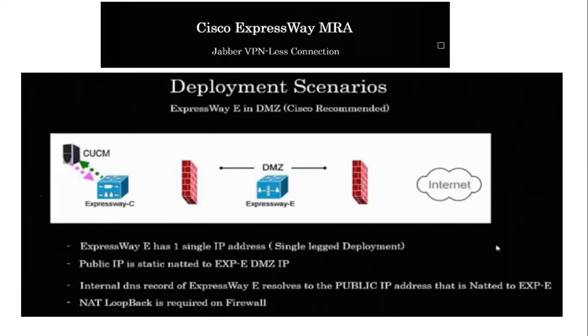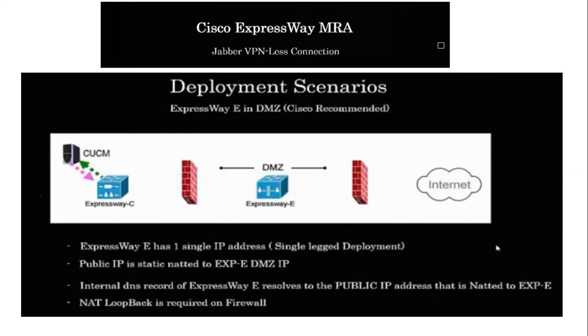And this talks over the internet. There are two main components for such Jabber VPN-less connection scenarios. One is the Expressway C. This is the control part, which controls everything. And second is the Expressway E. This is the edge part. The control part is deployed in the voice VLAN of the company, and the Expressway E is deployed in the DMZ zone of the company.